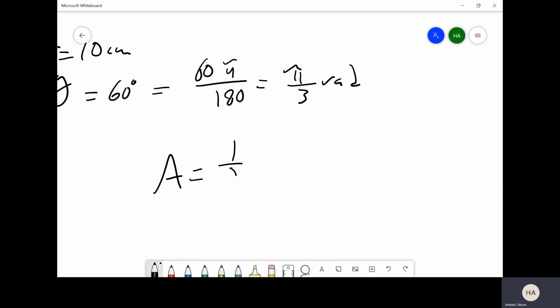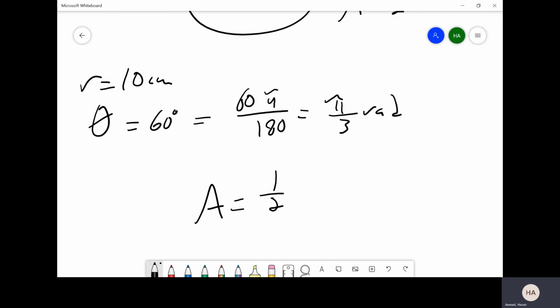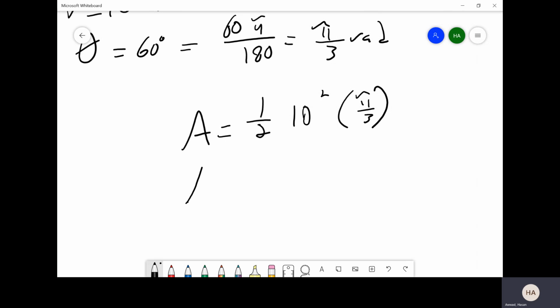Okay. So now what we can do is plug this in. So we have A is equal to 1/2 R squared. Well, R was given to us, right? That's 10 centimeters. So 10 squared. We'll worry about the minutia of the units later. So don't worry about the units right now. Just deal with the actual mathematics. So 1/2 times 10 squared times pi over 3, right? So times pi over 3. Let's go ahead and simplify this.